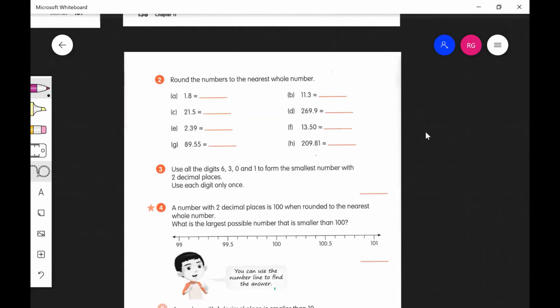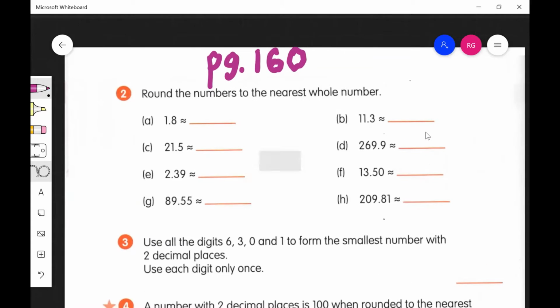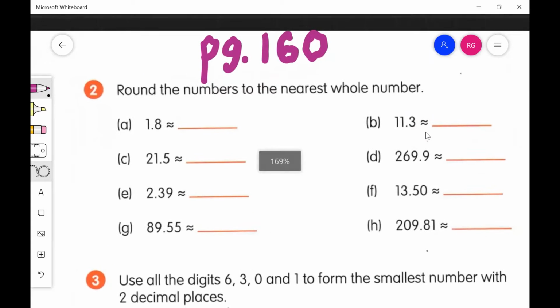All right, next we're here on page 160. So let's get our books out to page 160 and let's get started. All right, this first one says round the numbers to the nearest whole number.